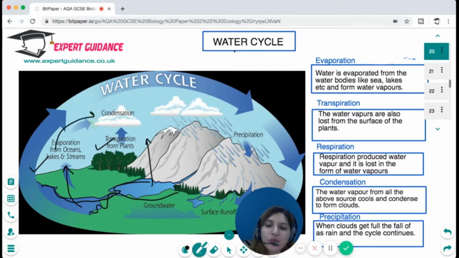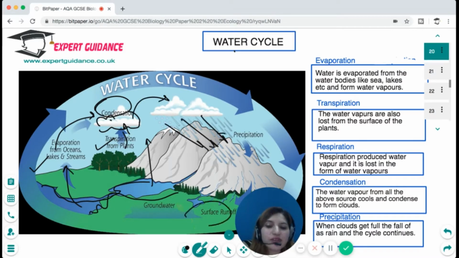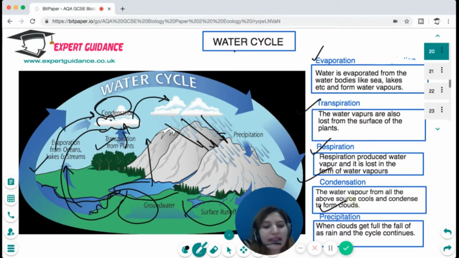Then all these water vapors get cooled by the process of condensation and form clouds. Then, the clouds eventually burst and fall off as rain, as precipitation, and get into the surface runoff or into the water bodies. And again, they evaporate and the cycle continues. So, the water cycle consists of evaporation, transpiration, respiration, condensation, and precipitation. And again, the cycle starts.